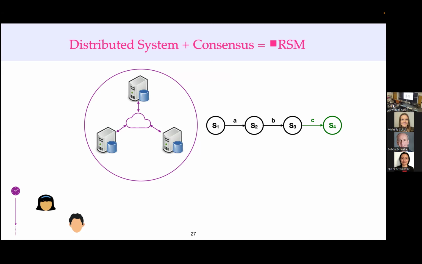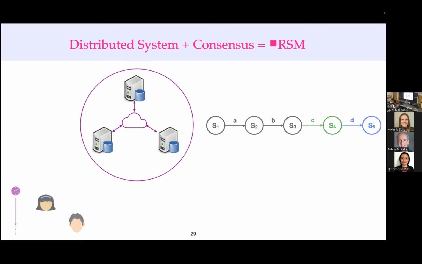Next, Bob comes along and does their operation. There'll be consensus across the system of machines, and they decide the next state is actually S5. This is what we call a consensus-driven replicated state machine design. The key insight is that distributed systems, when composed with consensus, would actually give us the block RSM abstraction that I've been talking about.